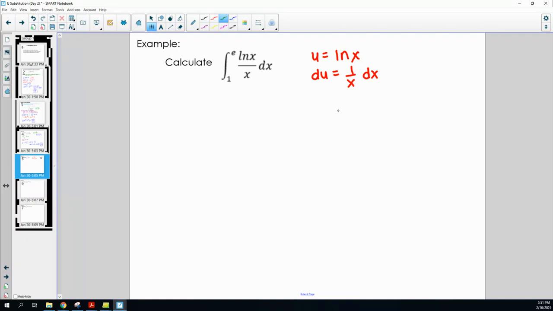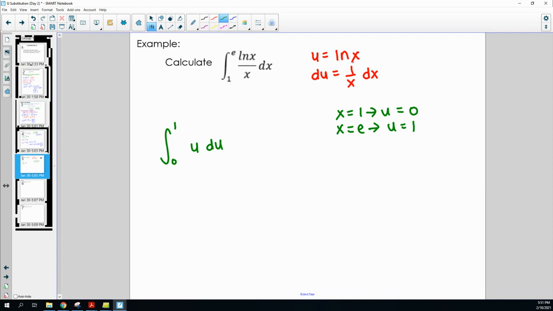So I'm going to change my bounds. When x is equal to 1, u is going to equal the ln of 1, which is 0. When x is equal to e, u is going to be the ln of e, which is 1. So we're going to change our bounds from 1 to e to 0 to 1. And then what we have inside is just u du.